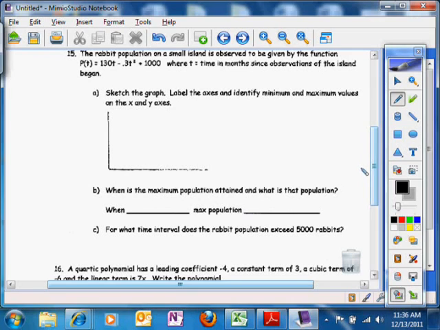For what, D says, for what time interval does the rabbit population exceed 5,000 rabbits? You need to figure out which one represents the population. Is it going to be the independent variable or is it going to be the dependent variable? And find when that value does exceed the 5,000 rabbits.